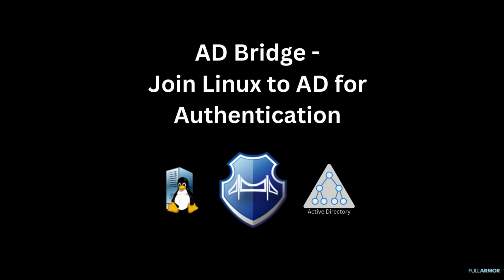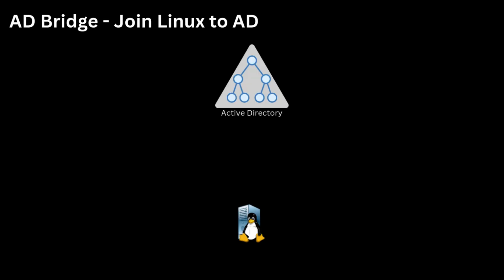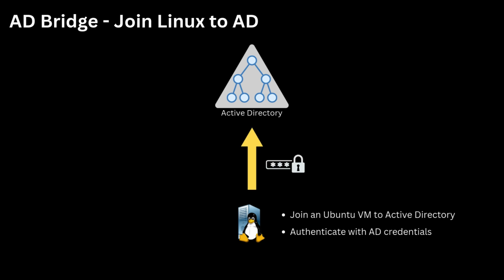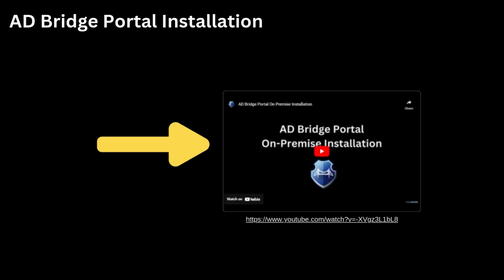In this video, we'll go over the steps to join a Linux Ubuntu machine to Active Directory so that users can authenticate with their on-premise AD credentials and access domain resources. To make this connection, you need the AD Bridge portal up and running. Please see this video if you haven't done that already.